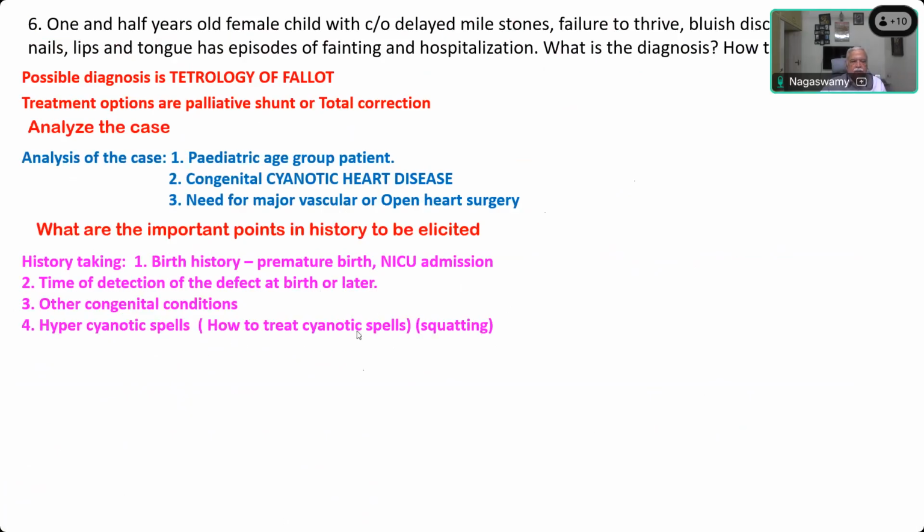And hypercyanotic spells. This is one common question. You have to be ready to answer this. What is this hypercyanotic spell, and what is the purpose of the child squatting? If the child is a grown-up child who can walk, immediately they adopt the position of squatting. What is the reason for that? What is the cause of these cyanotic spells? Cause is mostly due to the infundibular spasm, sir, which does not allow the blood to get into the pulmonary valves.